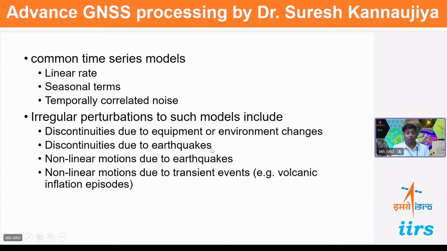Discontinuities due to the earthquake, non-linear motion due to the earthquake, non-linear motion due to transient events like volcanic inflation episode, landslide, a deep-seated landslide, convection current, volcanic activity, land subsidence, mining activity. So many natural and anthropogenic phenomena are taking place, which can create an irregular perturbation in the signal.